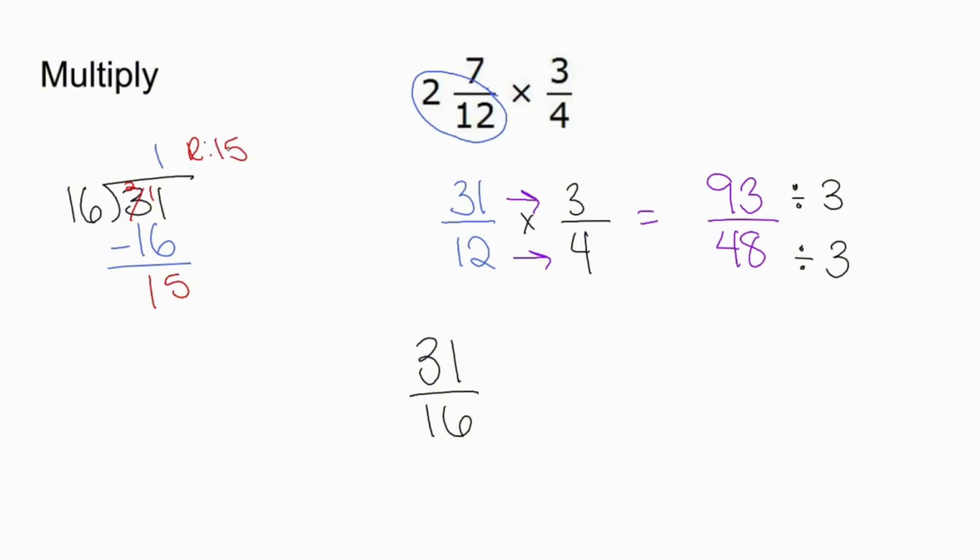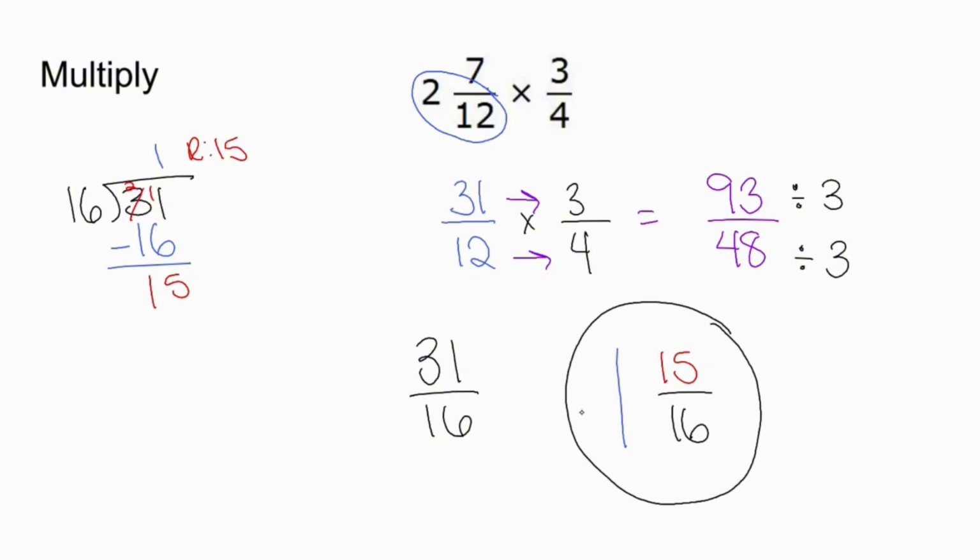So how do I turn all of this into a mixed number? That quotient of 1 becomes your whole number that lives out front. The remainder of 15 is your numerator. So I'm going to make you 15. And the denominator is still going to be 16. That will not change. So when all is said and done, my final answer is going to be 1 and 15/16.